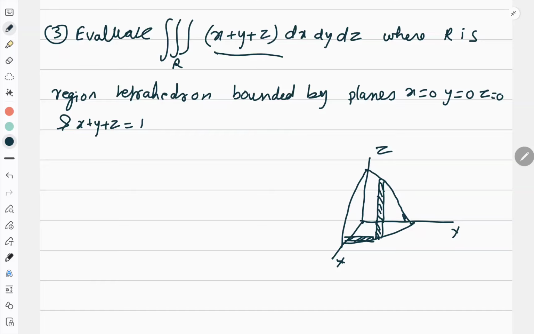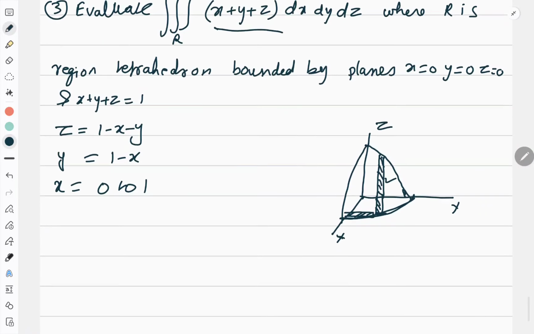So here also when you talk about the limit, it starts from 0, and where will it end? If you take this strip, the first strip, z is moving from the xy plane to this. So the z limit will be 0 to 1 minus x minus y. The y limit is in the xy plane only, so it came again as a 2-dimensional thing. So the y limit will be 0 to 1 minus x, and the x limit will be from 0 to 1. Okay, so now let us integrate.